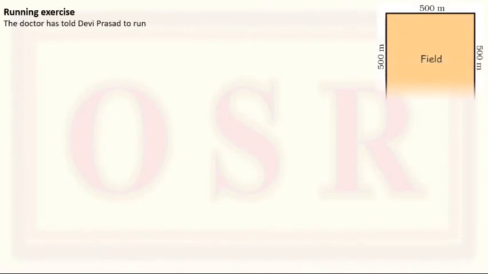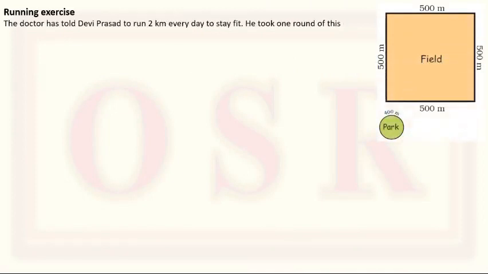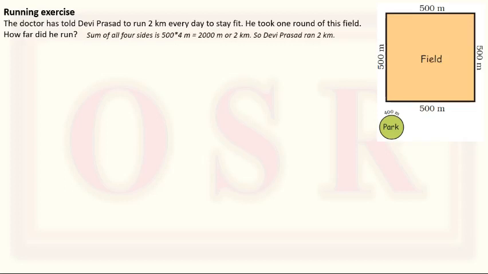Running exercise. The doctor has told Devi Prasad to run 2 kilometers every day to stay fit. He took 1 round of this field. How far did he run? So each side is 500 meters, right? So the sum of all 4 sides is 500 into 4, that is 2000 meters or 2 kilometers. So Devi Prasad ran 2 kilometers.